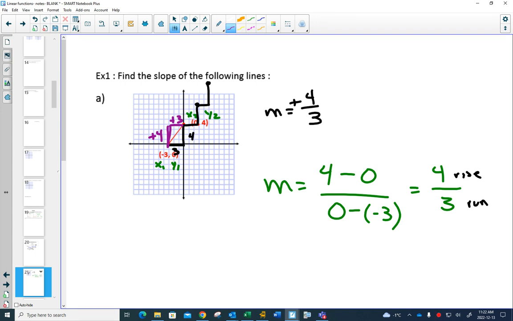Could you go backwards? Absolutely. What would mean if I went down 4, I'd go backwards 3, and negative 4 over negative 3, and negative divided by negative is still positive. So you're allowed to do that as well. Okay, let's look at our next example.